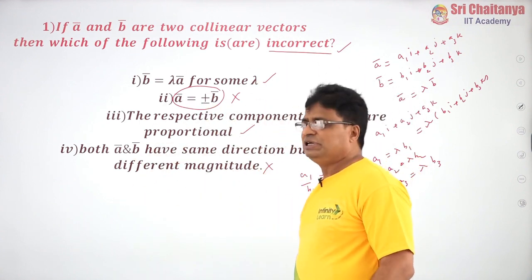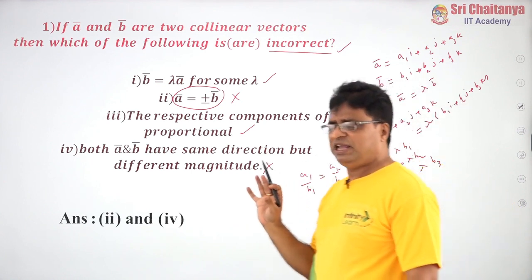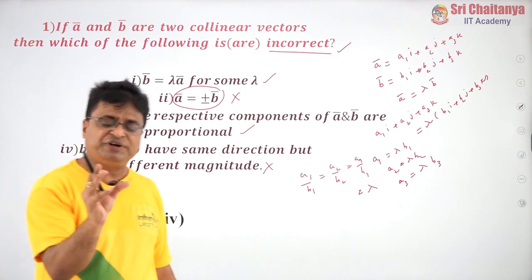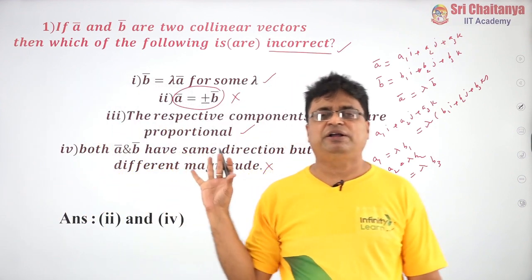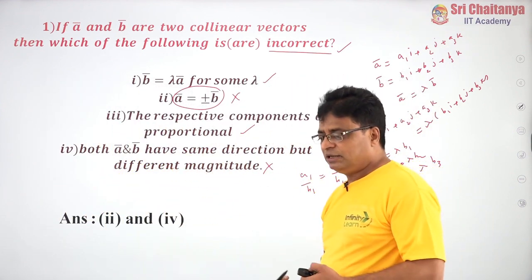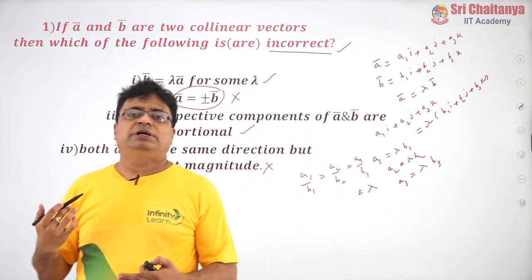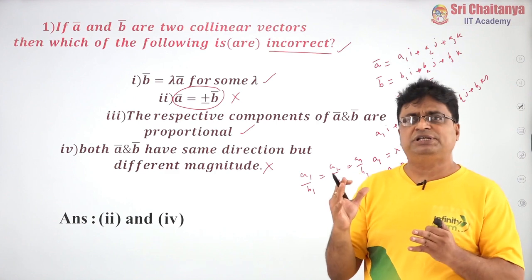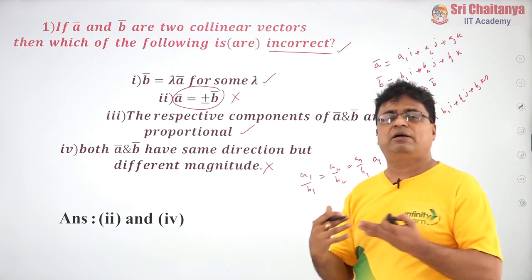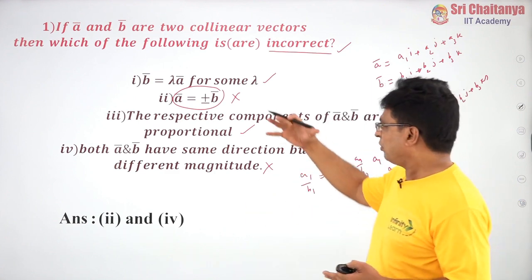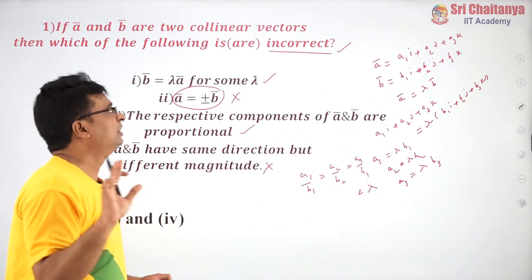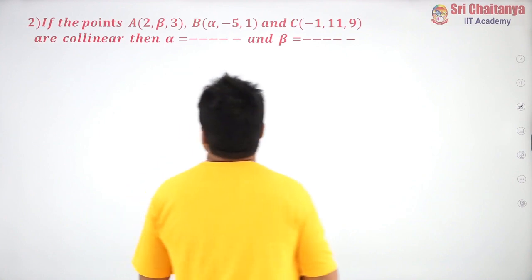Second and fourth. See my friends, this is a very, very elementary question, constructed based on the definition of collinearity of vectors. Take all the definitions from our first lesson and imagine what kind of questions they may ask, or we can expect in competitive examinations. If you are thorough with this kind of problem, then problems become very easy for you. Now, coming to the next question.